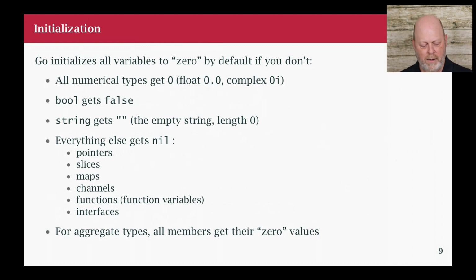It gives it a zero value, and I put zero in quotes because it is literally zero if it's an integer, but when you think about the zero value for a string, well, it's an empty string. It's a string that has no characters in it. Every type in Go can be reduced to these rules. It will be initialized to some zero value.